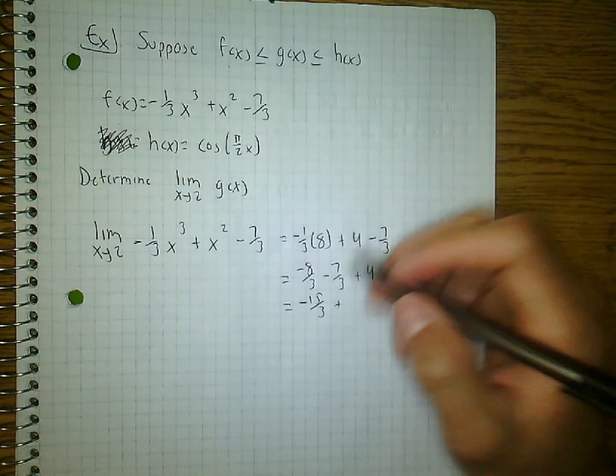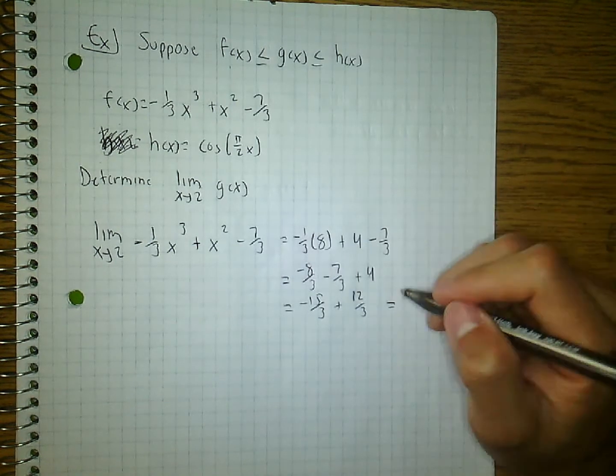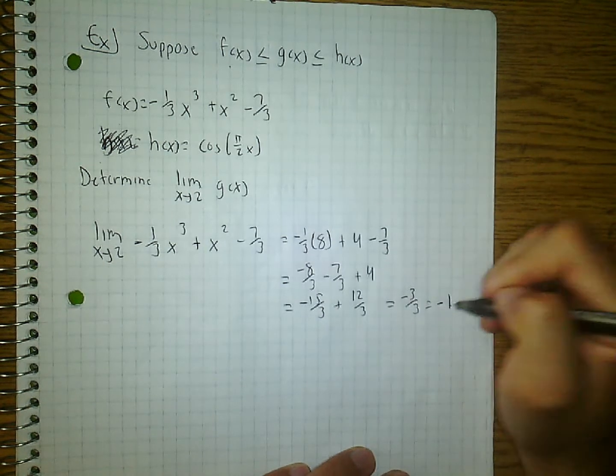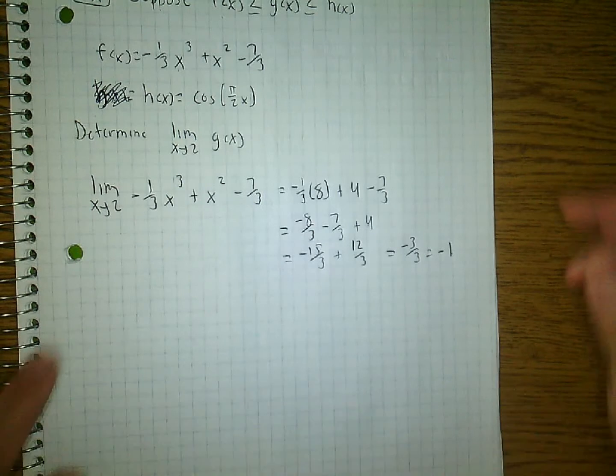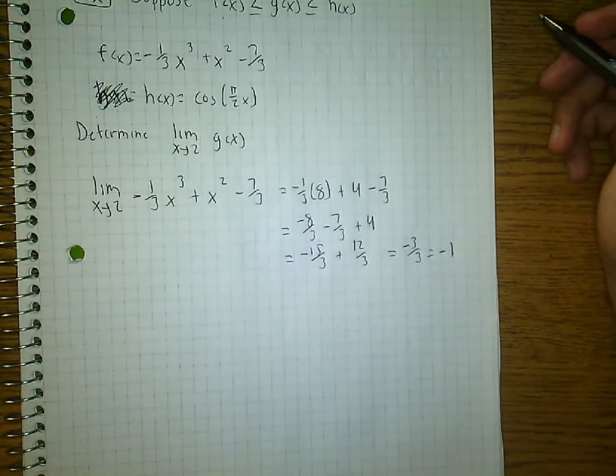So 4 times 3 is 12. So 12 over 3. And if we add those together, that will give us a negative 3 over 3, which ultimately gives us a negative 1. So that means that the limit as x approaches 2 of the function of f of x is negative 1.